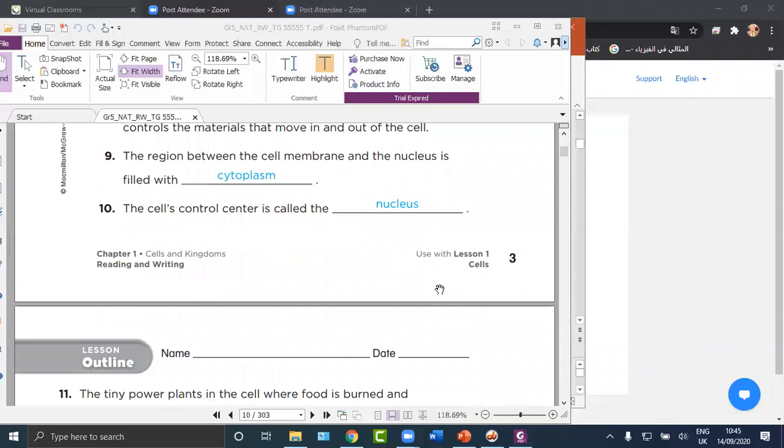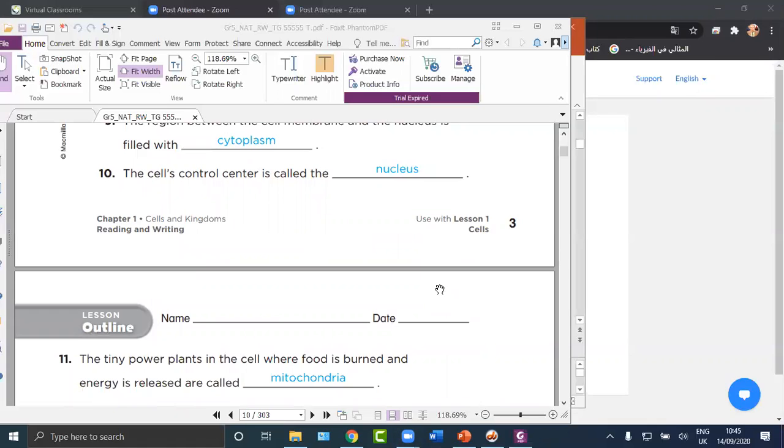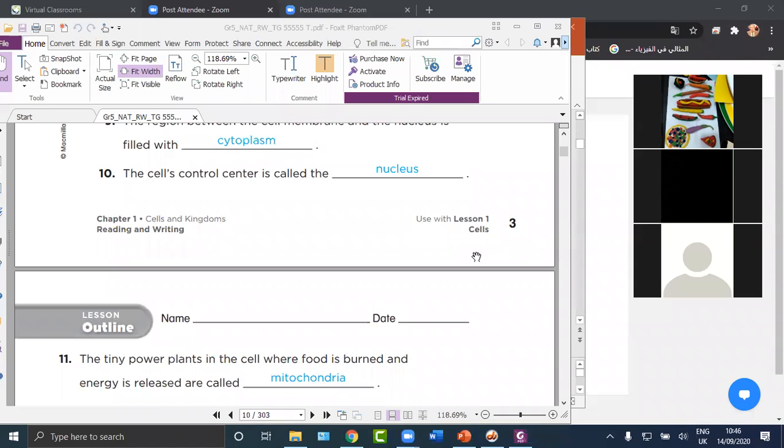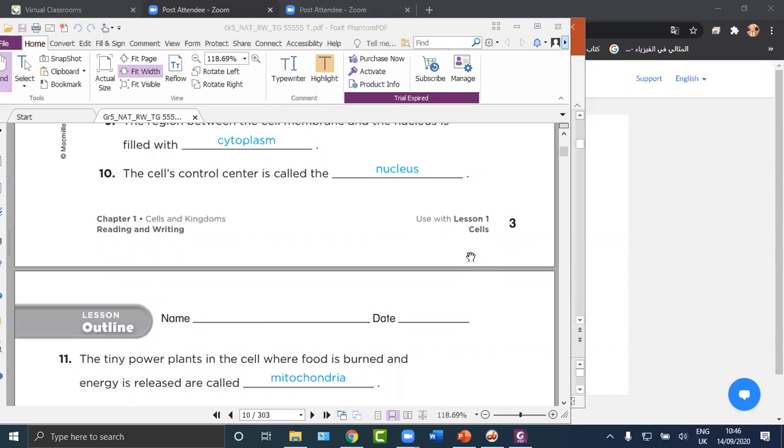Number 12, plant cell. Read. Number 12, a plant cell has an outer covering, cell wall. Plant cells have a cell wall.